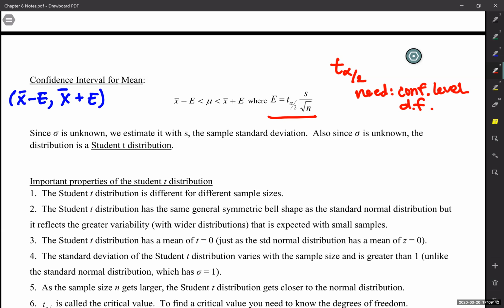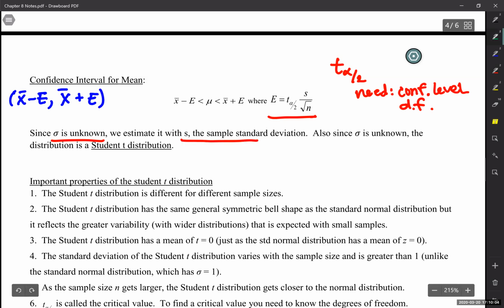We are dealing with unknown standard deviations. And the reason we are dealing with unknown standard deviations for a population is because we don't have the population. I'm not going to sit here and calculate the standard deviation of all Americans in the entire population of the United States. I would use a sample. And so we're going to be using s, which is the sample standard deviation.